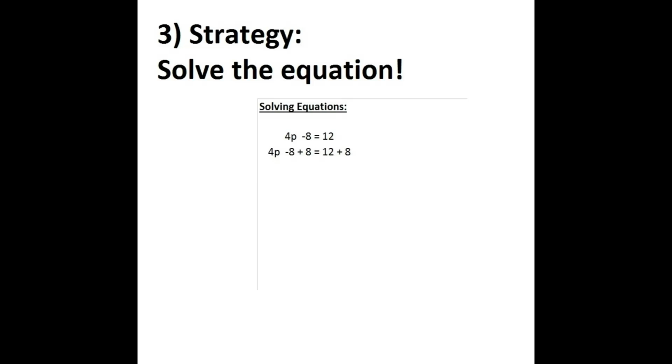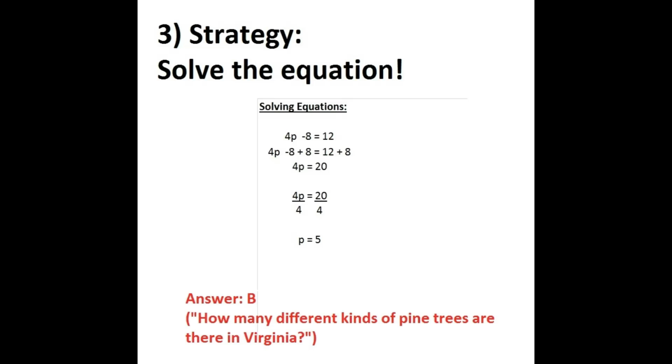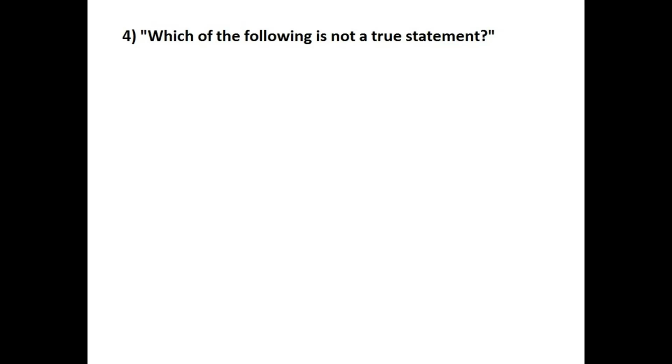We're going to add 8 to both sides and cancel out that -8 term. And we have 4 times p equals 20. Divide both sides by 4, p equals 5. All right, that means that there are 5 different kinds of pine trees in Virginia. The answer is B.